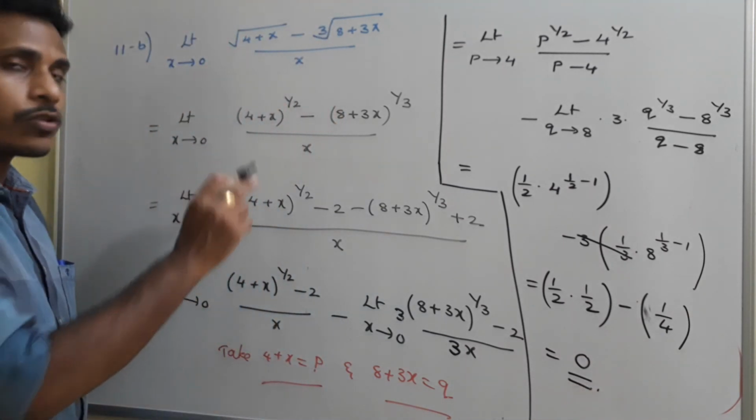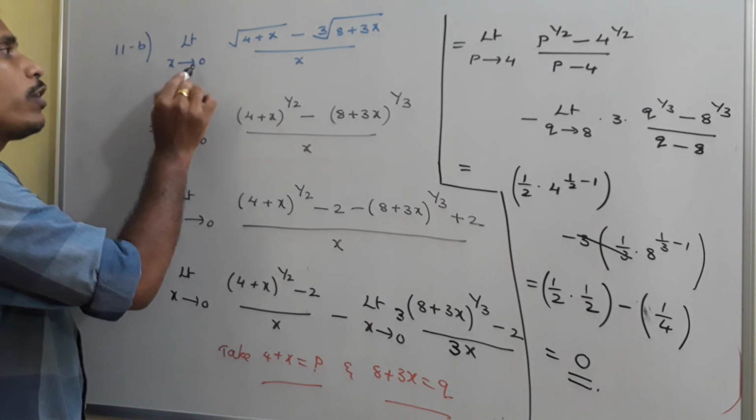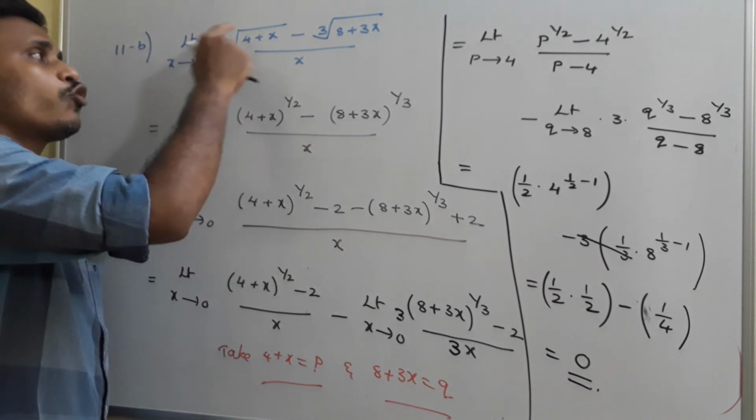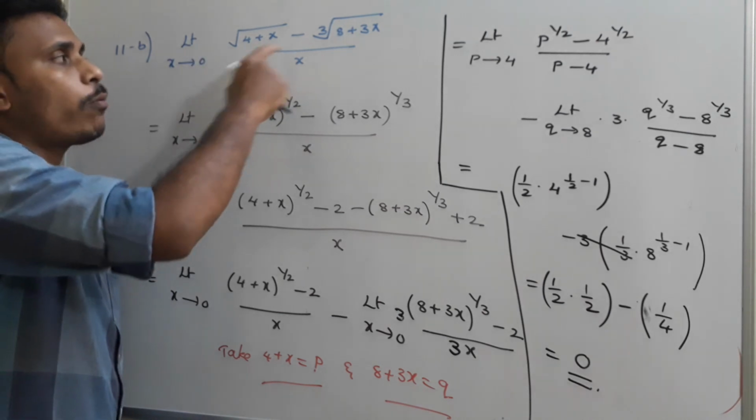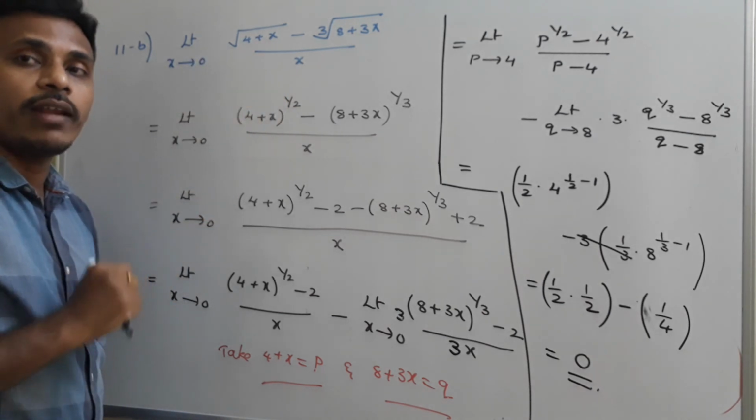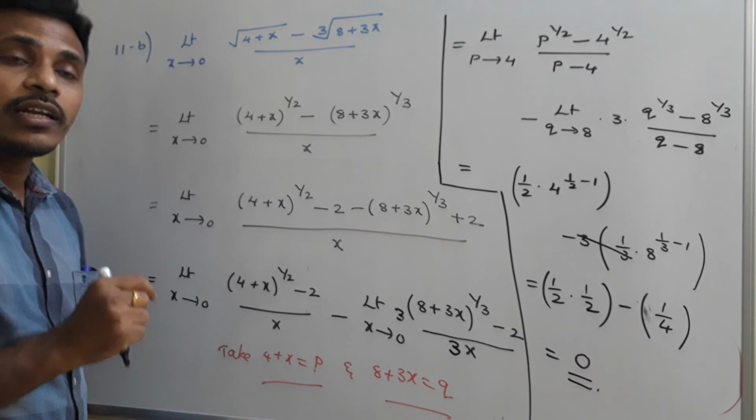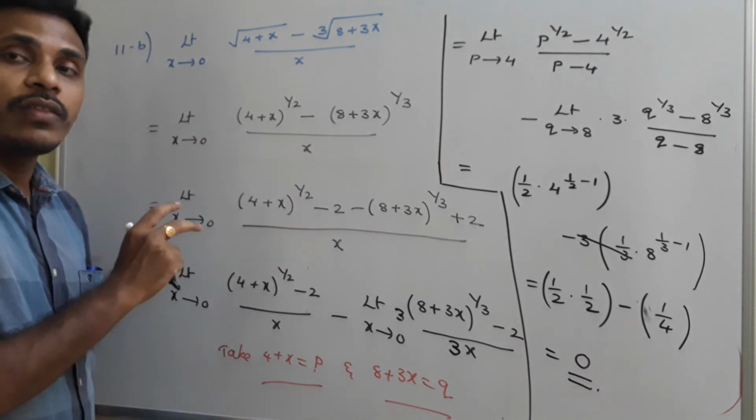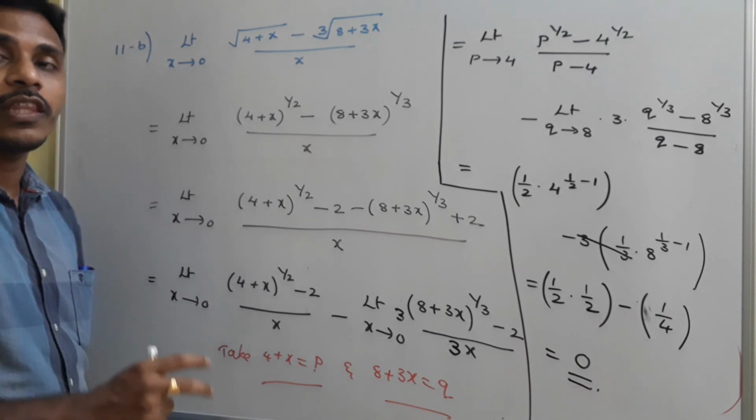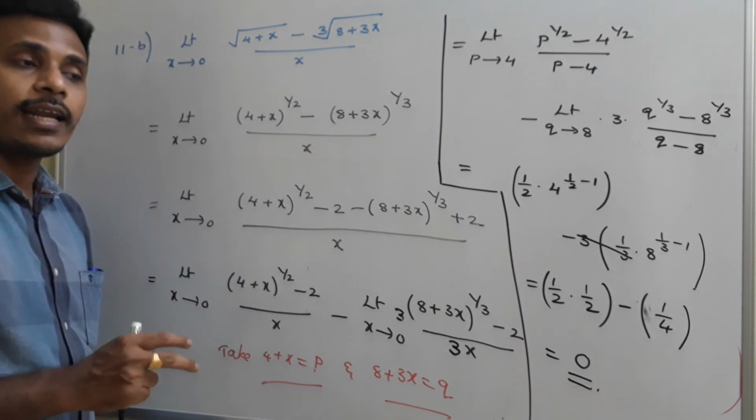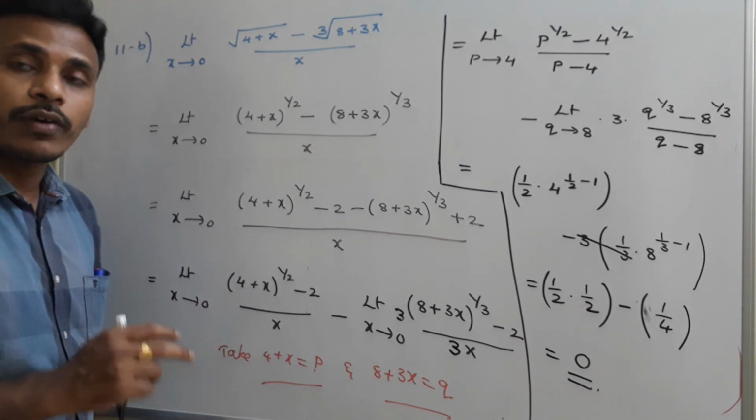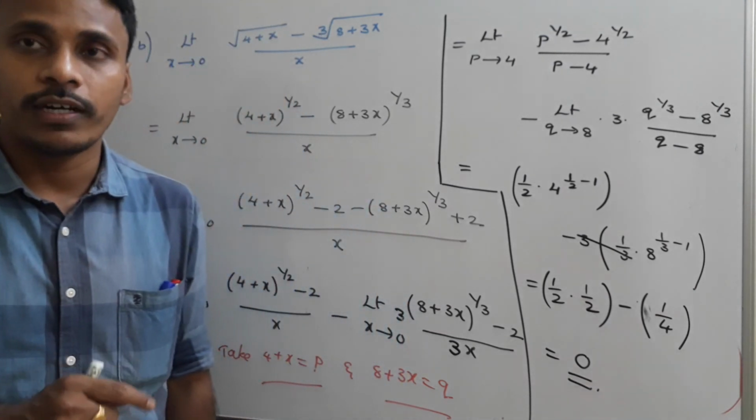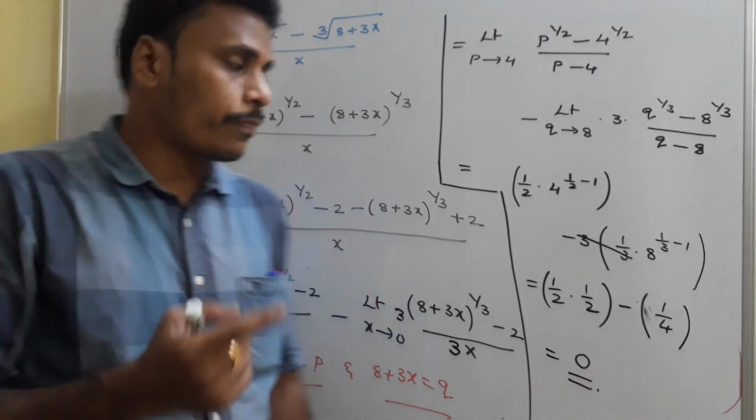But without this procedure, if you directly replace x with 0, what will happen? 0 by 0, an indeterminate form will happen. To avoid that indeterminate form, we need to do this total work. And this work is completely dependent on the first standard limit, that limit x tends to a of (x power n minus a power n) by (x minus a) is n into a power n minus 1. Okay, have a look.